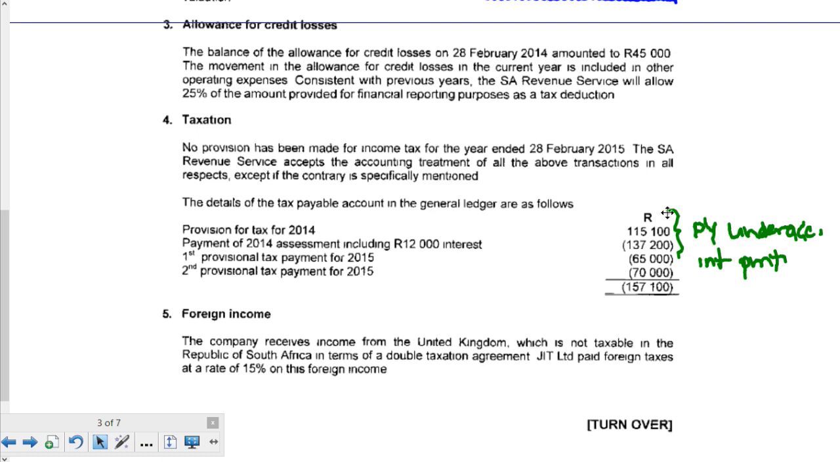Now we have the provisionals. There were two provisional payments paid in 2015. They make the amount that's due smaller. It goes down there at the bottom of that calc, number B, the one that you were doing there. Provisional tax at the bottom there. 65 plus 70.